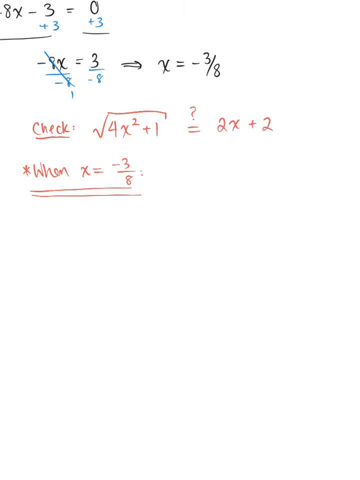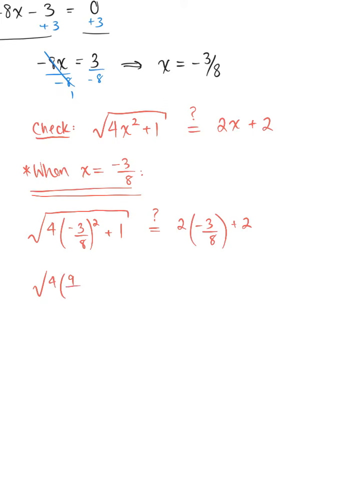So everywhere you see an x, we want to replace that with negative 3/8. So I have the square root of 4 multiplied by negative 3 divided by 8 squared plus 1. And we want to check, is that going to be equal to 2 times negative 3/8 plus 2. So simplifying our left-hand side here, this is going to be the square root of 4 times 9 divided by 64 plus 1. And then on our right-hand side here, we know that 2 is going to go into 8 4 times, which leaves us with a negative 3/4 plus 2.